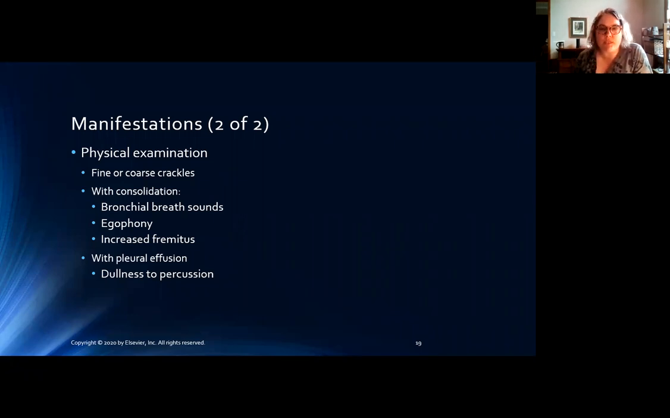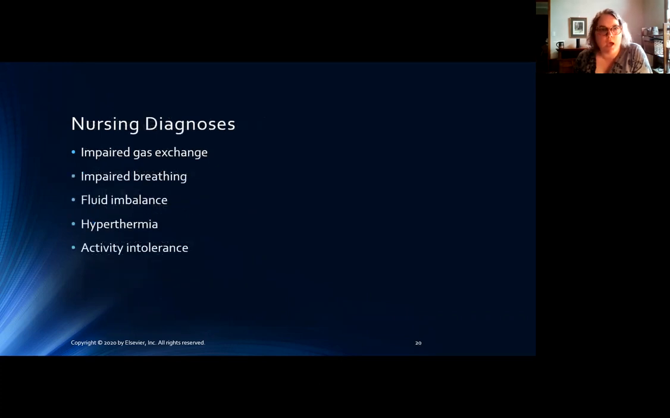So possible nursing diagnoses, the possible problem list that we're going to be working with clients with pneumonia, are these. Impaired gas exchange. Not enough CO2 and O2 exchanging places there. Impaired breathing, which can lead to impaired gas exchange. Fluid imbalance. If those secretions are too thick to be able to get out, that's a fluid imbalance situation.